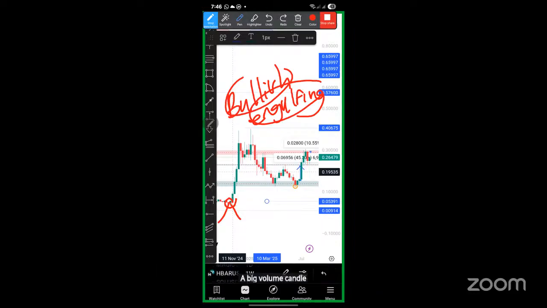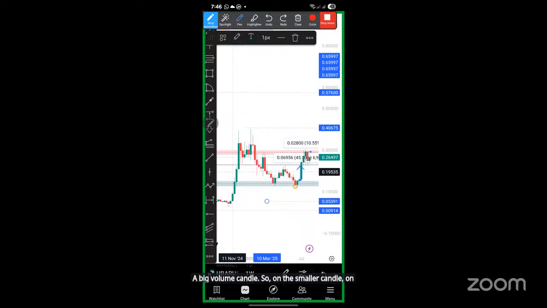On this small candle here, this red one, you draw a line here, you enclose it in the rectangle. And once you enclose it, this one becomes our demand zone.